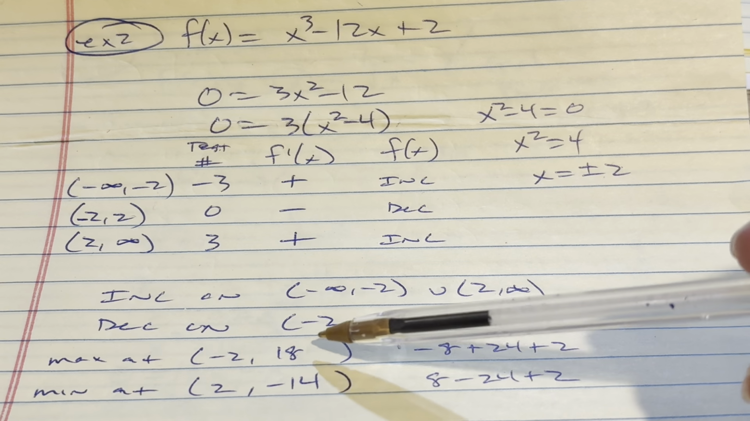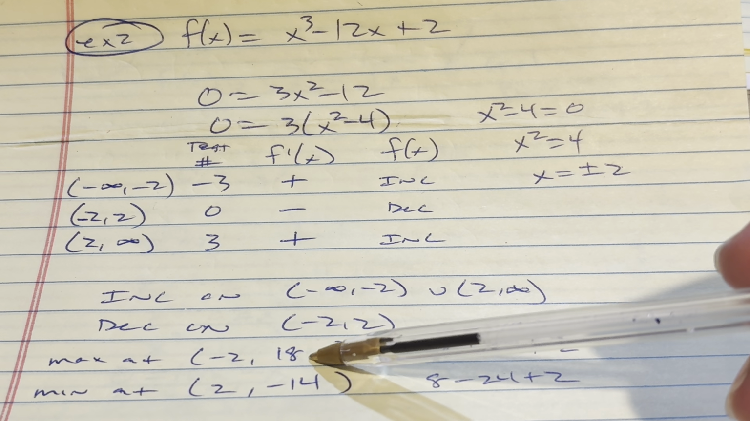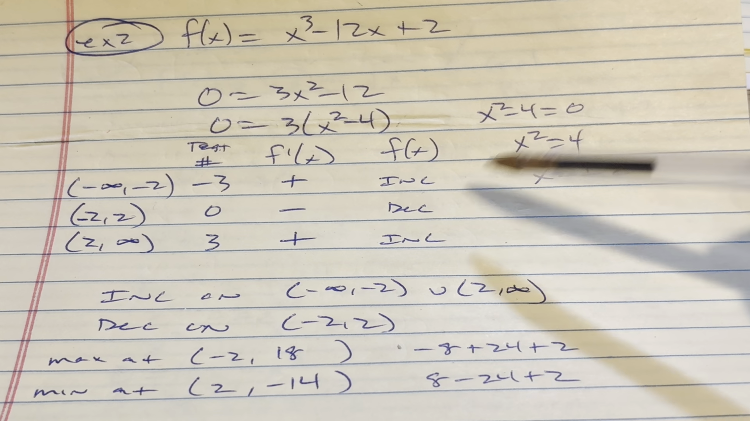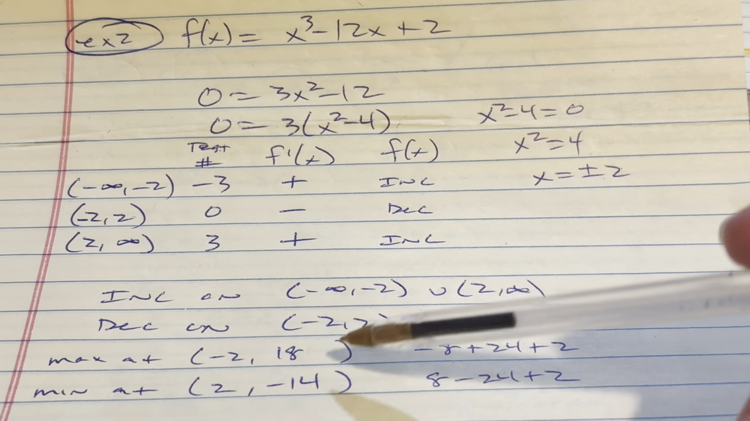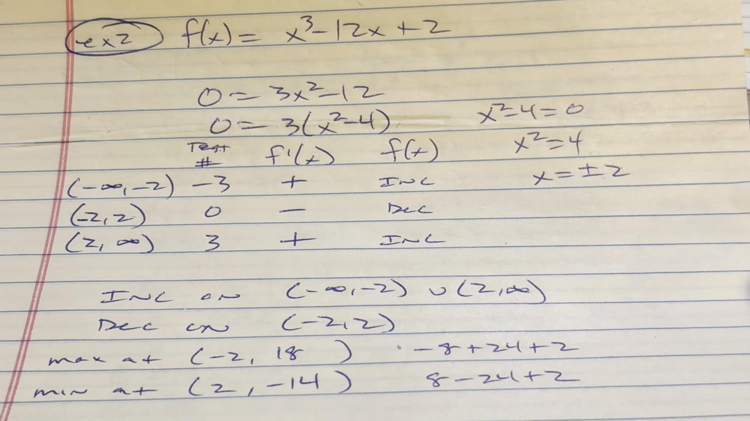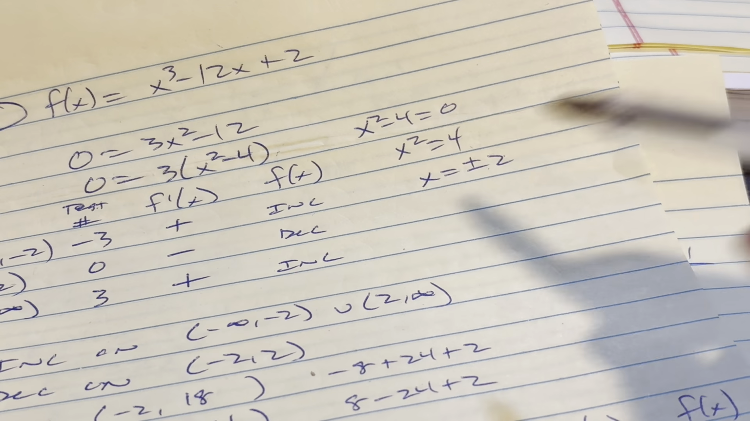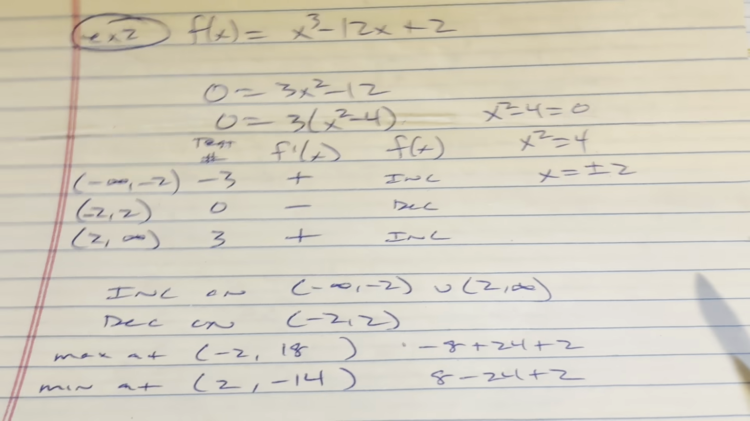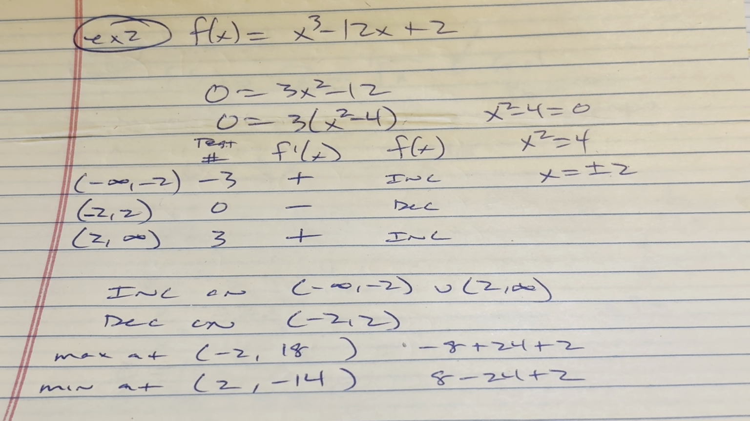Again, I look at these. I said the max was at 18 and the min was at -14. So if you made an error up here and you say, hey, the max is at -14, the min's at 18, you should pause and go back and check. It's probably an error right here. We probably have the f of x intervals of increasing and decreasing flipped.